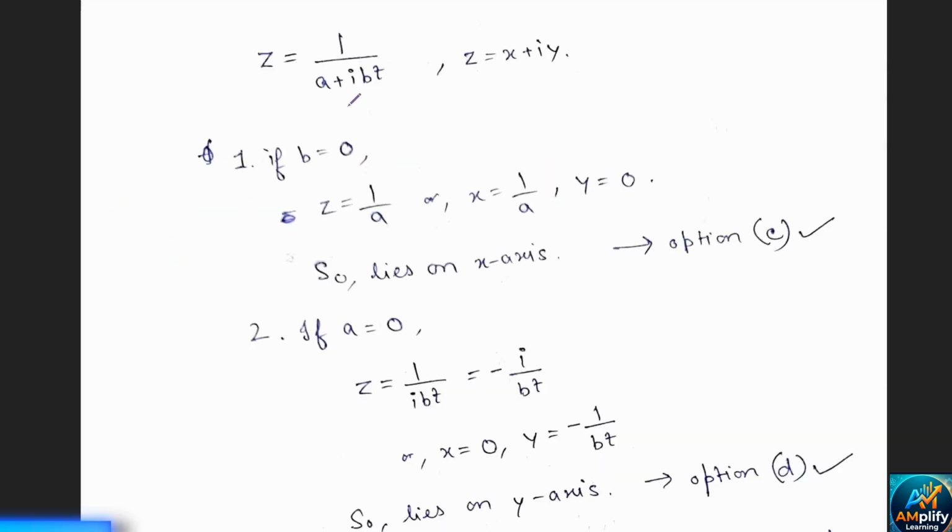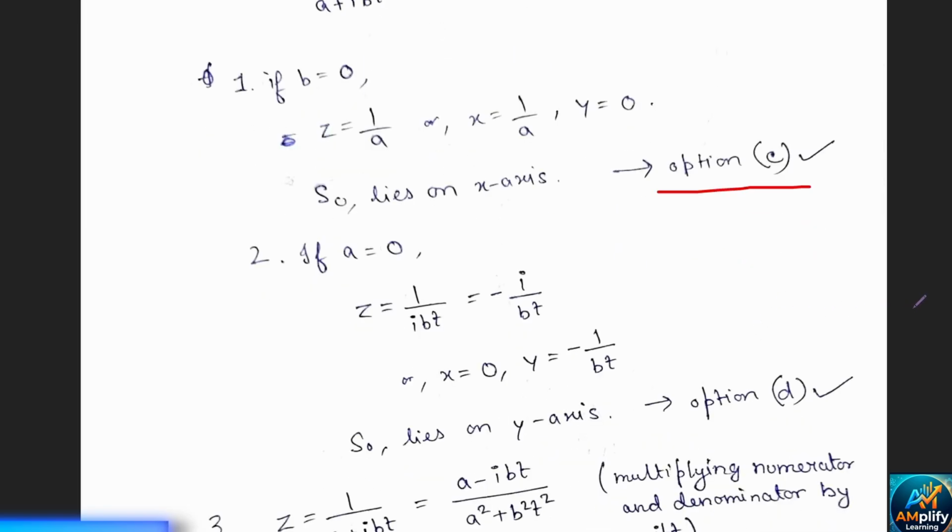So here we have z equal to 1 by a plus ibt and also z equal to x plus iy. Now if b is equal to 0, we get z is equal to 1 by a, and when we compare it to x plus iy, we only have the real part, no imaginary part is there. So y will be equal to 0 and x will be equal to 1 by a, right? And this point, y equal to 0 and x equal to 1 by a, clearly lies on the x-axis. So option C is correct.